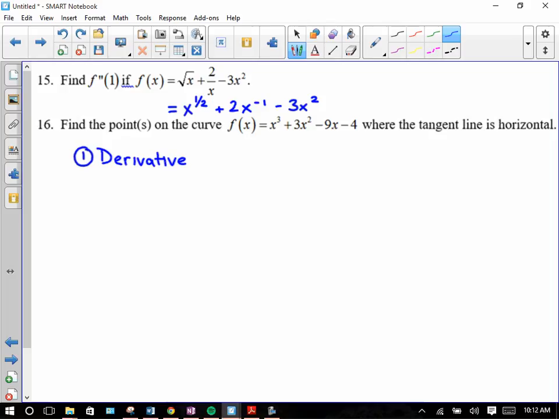Zero. Alright? So you're going to set the derivative, set f prime of x equal to 0. So that's about it. And then you solve that, obviously. Okay? So there may be some factoring involved.